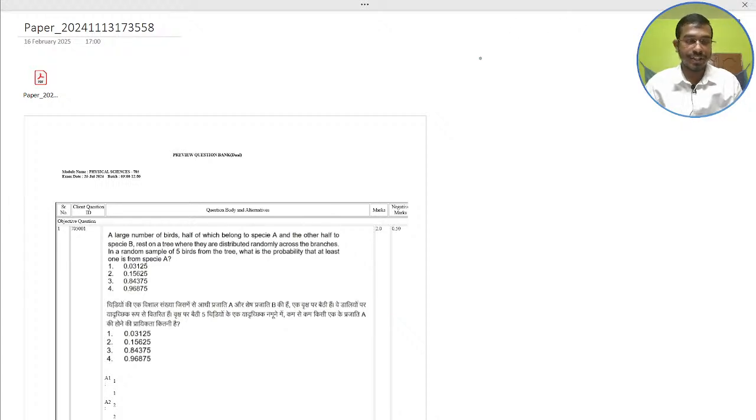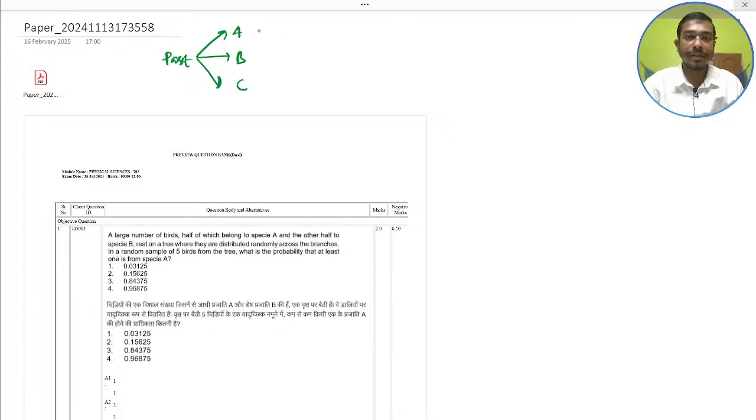the strategy and the question paper. CSIR NET Physical Science has three parts: part A, part B, and part C.